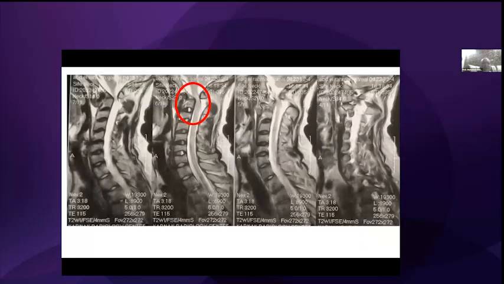On MRI, we can see the cause of hyperreflexia, the cause of Hoffman and Babinski signs, which is compression of the cord by the instability which is present, because with this flexion attitude, there is compression by the posterior arch of C1 over the cord. Next.